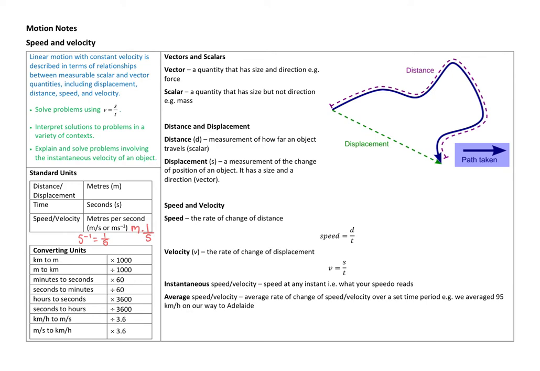And if we want to go from kilometres an hour to metres per second, basically we want to go from kilometres to metres, so we times by 1,000, and then we want to go from hours to seconds, so we divide by 3,600, which is overall the same as dividing by 3.6. And if we want to go metres per second to kilometres per hour, we go times by 3.6.